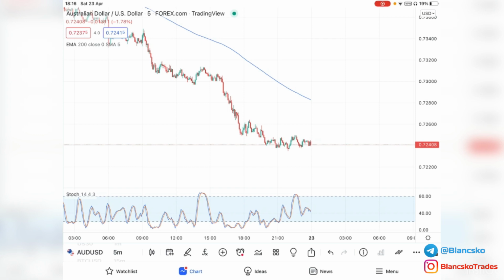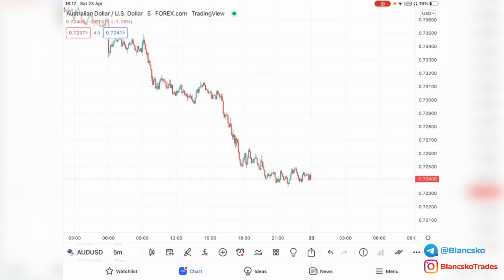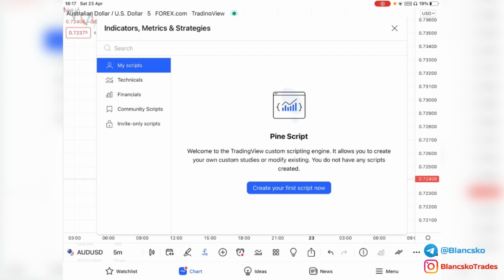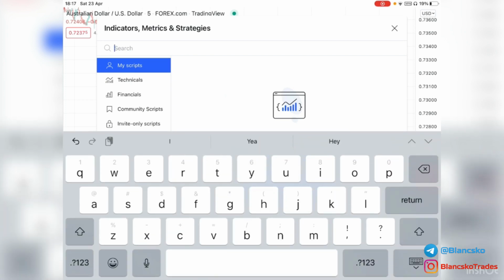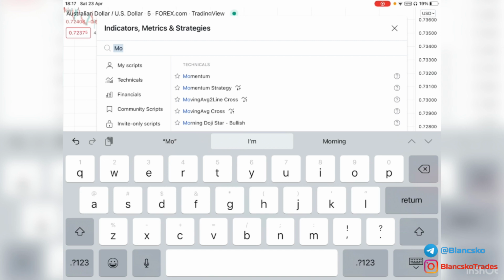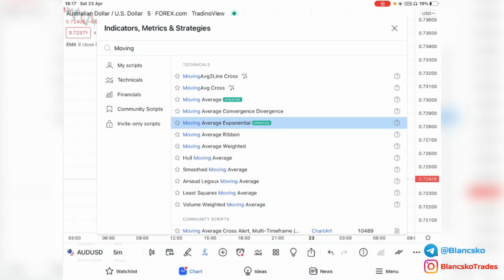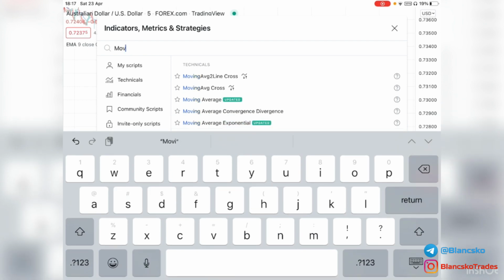So yeah, let's jump straight into the video. So for this strategy, guys, you only need two indicators. Let me go through the steps with you. I will delete both of them. So you go on the indicator, you will search for the moving average exponential. Okay, you will click on it. And after that, you will also search for the stochastic, okay?